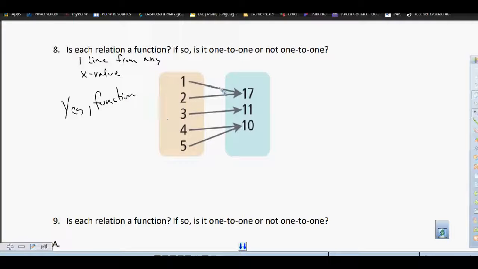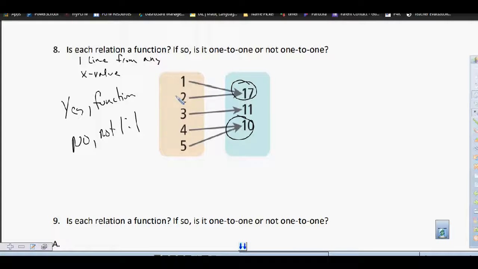Okay, so then I want to determine, is this a one-to-one function? So then I just want to look and I say, ooh, do I have more than one of these outputs tied to an input? And you can see that I have 2 of these values coming to the 17. 2 of these, 4 and 5, both land at 10. So is this a one-to-one function? No.